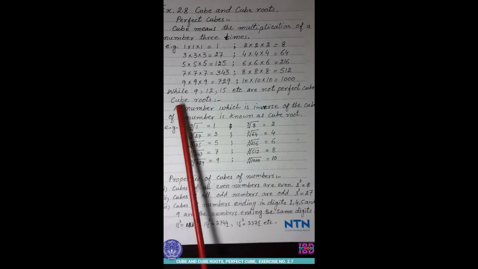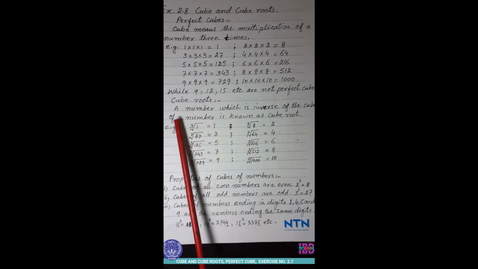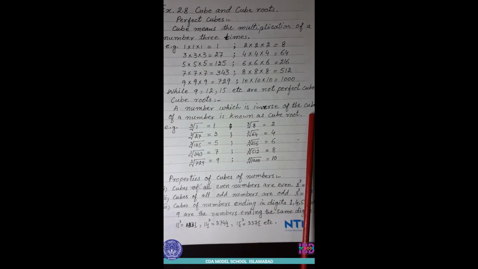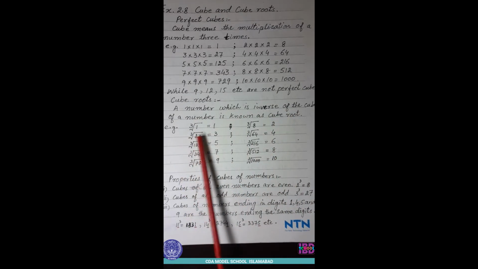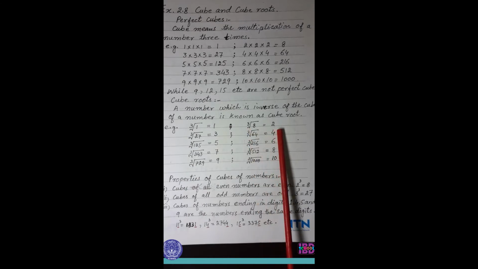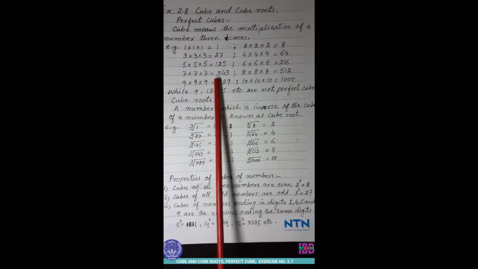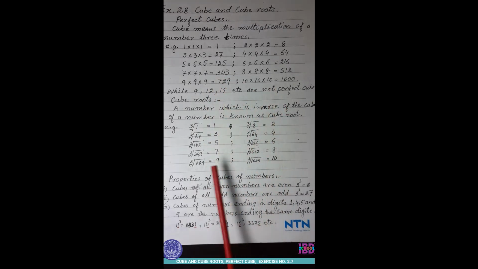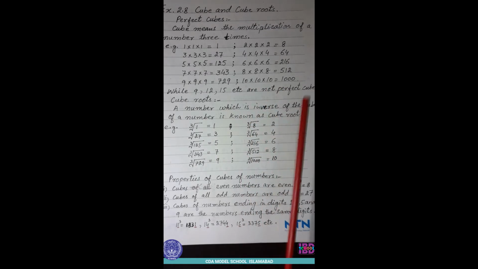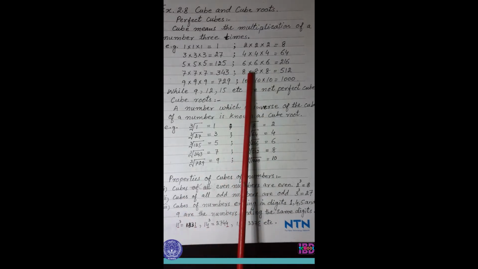Let us know about cube roots. Cube root is the inverse of cube. That is, cube of 2 is 8, while cube root of 8 is 2. Cube of 7 is 343, while cube root of 343 is 7. Likewise, cube root of 1000 is 10. So we can say that cube and cube roots are two opposite terms.